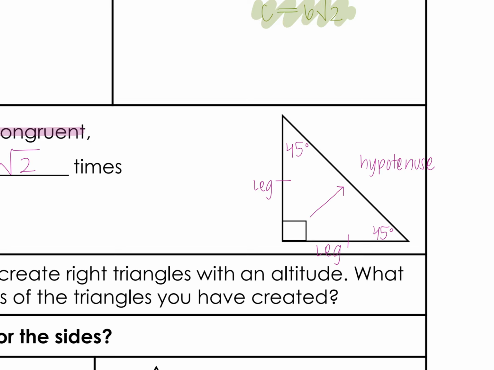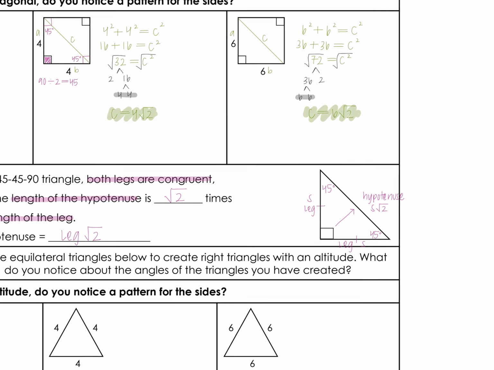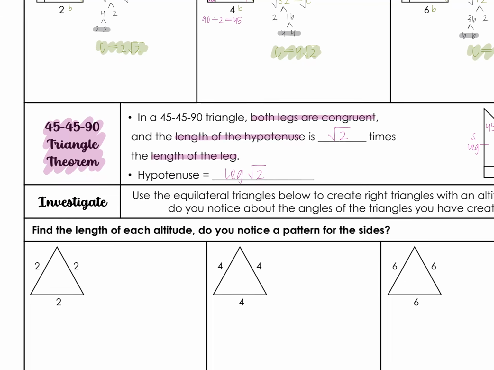Okay, so a ratio that I will use with a 45-45-90 is going to be, and you can kind of change up the letter, it's up to you, but I use S because they are congruent, and then S root 2. Okay, so that's a ratio you can use, and you'll see me use it quite a bit on the second page. But now we're going to move into another investigate.